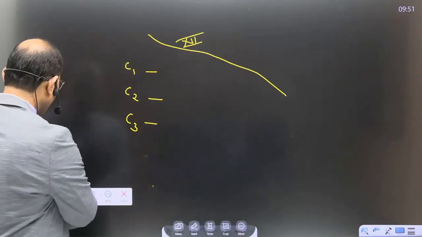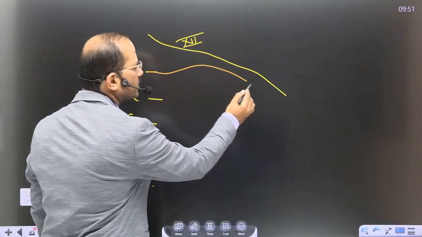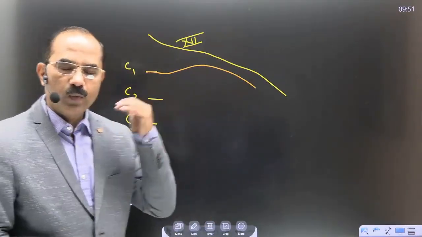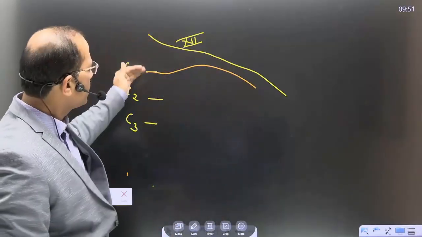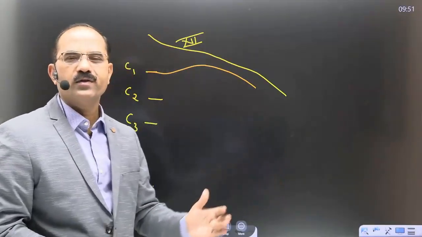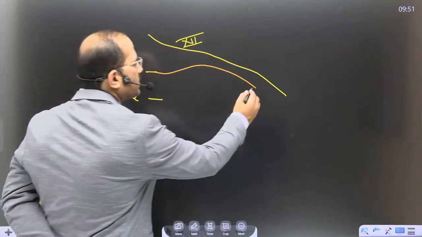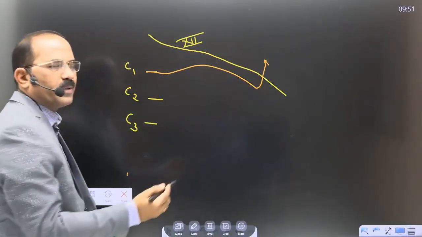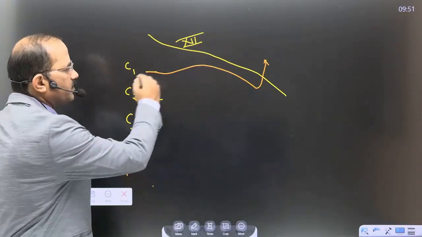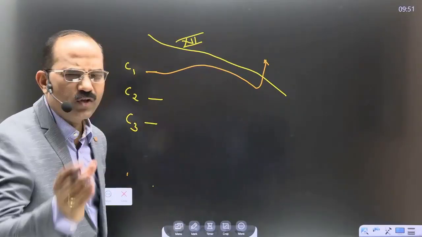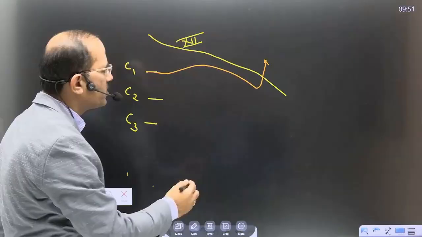Perfect. Now, fibers of C1 go with the hypoglossal nerve. The fibers of C1 descend with the hypoglossal nerve. After a short distance, they leave the nerve as number one. What is this which is going up to supply the meninges? That's the meningeal branch of C1. So fibers of C1 go with the hypoglossal nerve, and after a short distance, they leave the nerve as the meningeal branch of C1.